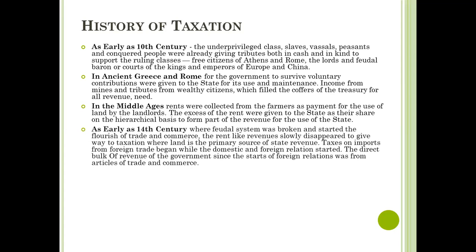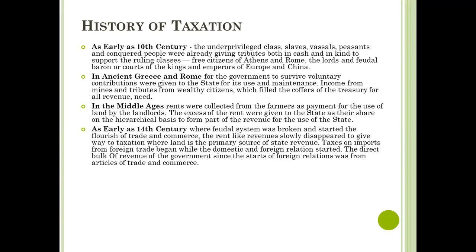And as early as the 14th century, when the feudal system was broken and trade and commerce started to flourish, the rent-like revenues slowly disappeared to give way to taxation, where land is the primary source of state revenue. So, itong taxes na to, taxes on imports from foreign trade began while the domestic and foreign relations started. The direct bulk of revenue of the government since the start of foreign relations was from articles of trade and commerce.